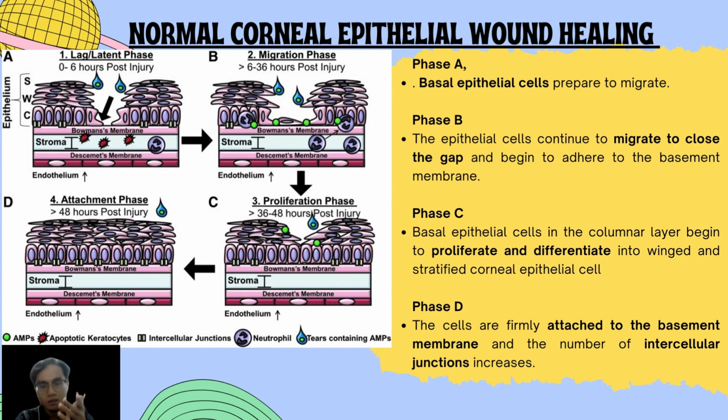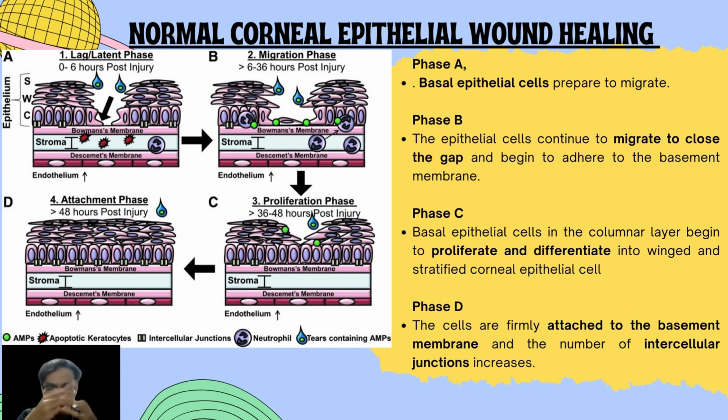So, before persistent epithelial defect can occur, it will usually begin with a normal corneal injury, such as an abrasion or scratches to the cornea of the eye. So, first phase, basically basal epithelial cells will prepare themselves to migrate by having anatomical changes, such as becoming more spherical or rounder. Next is the migration phase.